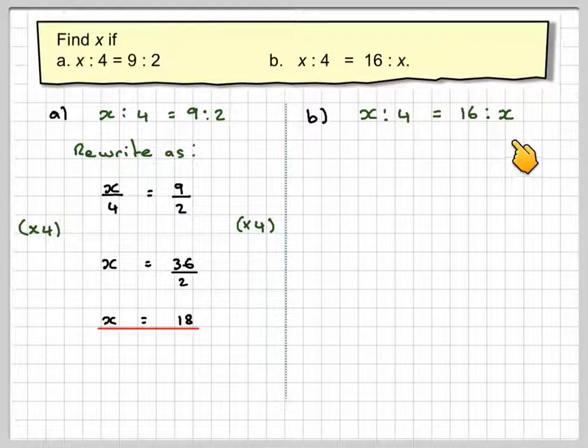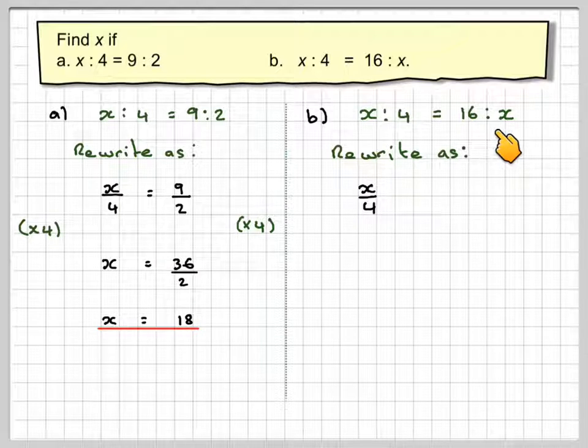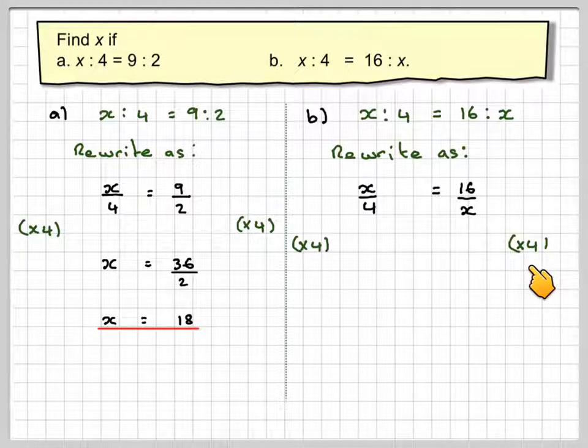Now, if we take this one, the ratio of x to 4 is equal to the ratio of 16 to x, we can do the same thing, rewrite as a fraction, so this will be x divided by 4, and this will be 16 over x. Right, so take it a stage at a time. If we multiply both sides by 4, on this side we'll just get x. On this side we get 4 times 16, which is 64 over x.